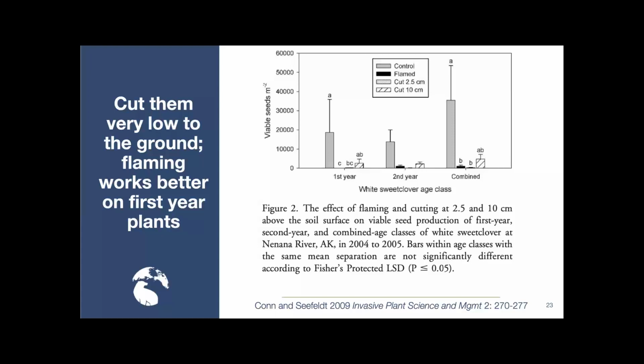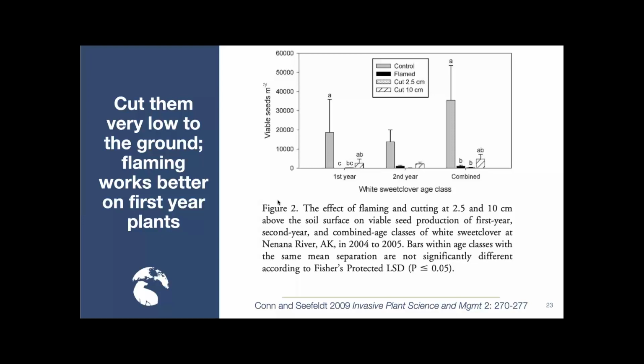And if it's too much for hand pulling, what can you do best? And then they also looked at which herbicide might work the best for sweet clover. And they found that if you're going to cut it, they did a 2.5 centimeter cut and a 10 centimeter cut. If you're going to cut it low, because it can still come back and produce viable seeds if you cut it at 10 centimeters. If you're going to flame it, you should flame it in your first year, and don't wait till year 2 to flame it.